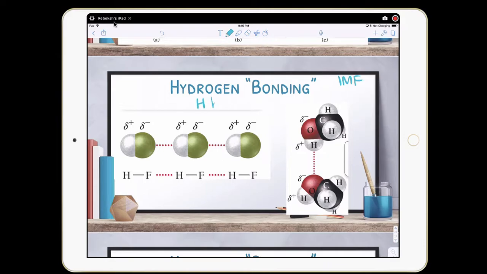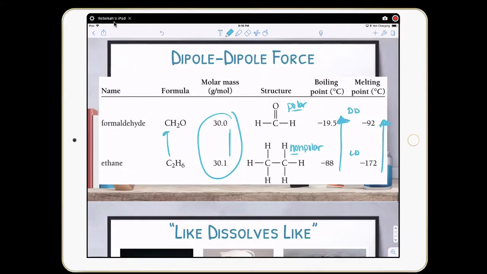H bonded to N, O, or F. You have to have an H bonded to N, O, or F in both molecules in order to have hydrogen bonding. That's really, really important. I'll say that again. You have to have hydrogen bonded to N, O, or F in both molecules in order to have hydrogen bonding. If I have an H and an O, but they're not bonded together, I will not experience hydrogen bonding.